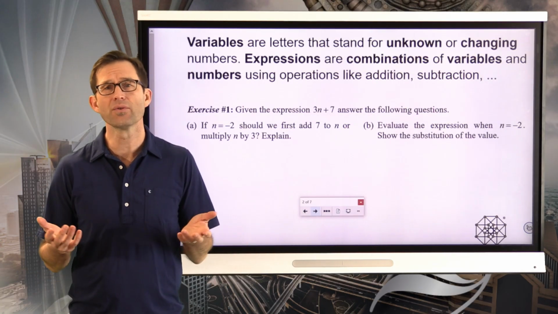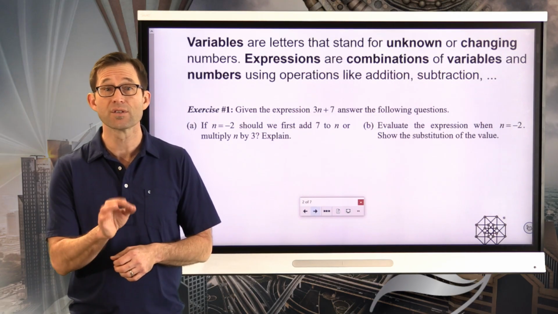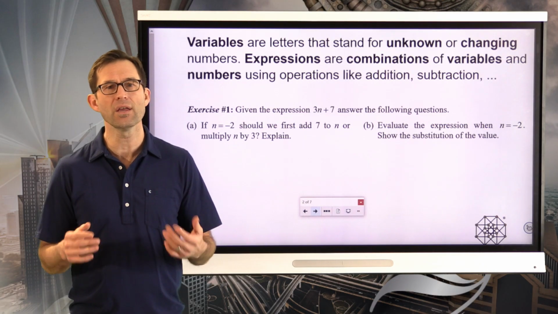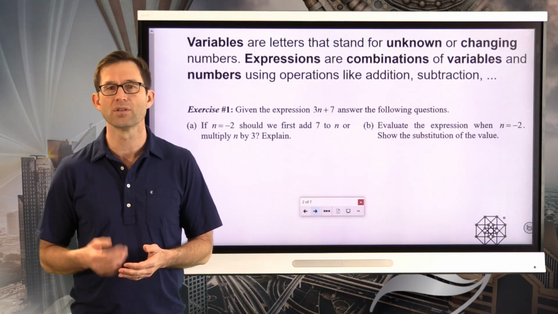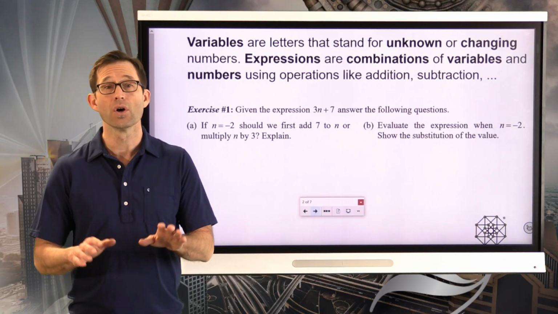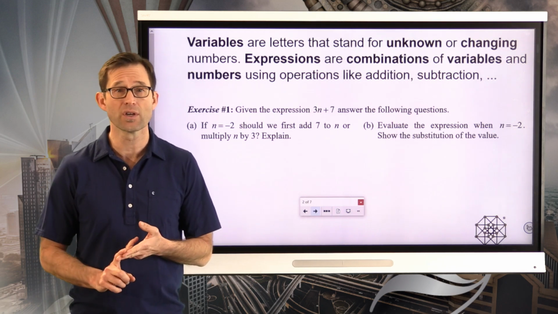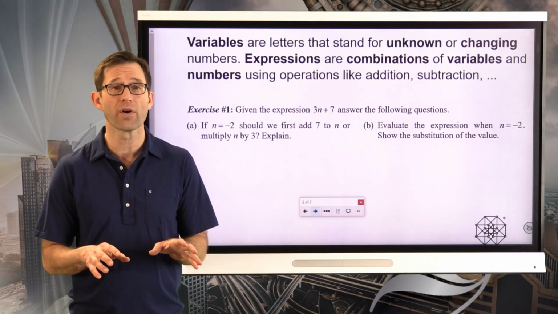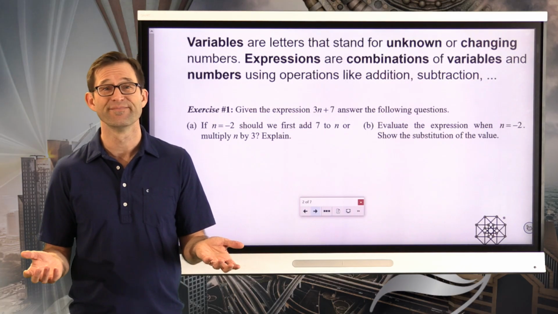Variables are just letters that stand for unknown or changing numbers, right? Variable literally means something that is changing. Expressions, on the other hand, are combinations of variables and numbers using operations like addition, subtraction, multiplication, division, exponents, fractions, things like that. So a variable is a letter that stands for a number that we either don't know or that's changing. And expressions are combinations of those variables with other variables and other numbers that are useful for something.